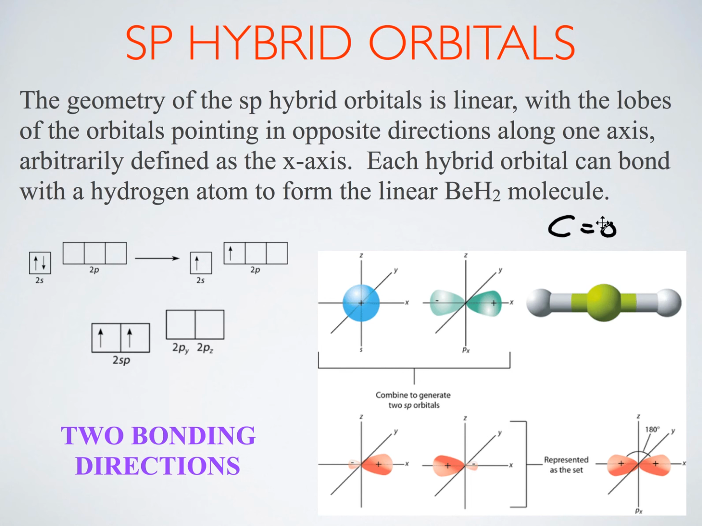Now I also showed you that carbon dioxide could be linear earlier, so just like I mentioned before, the first bond will occur within these hybrid orbitals. The second one would occur between the 2p orbitals that did not go through the hybridization process.